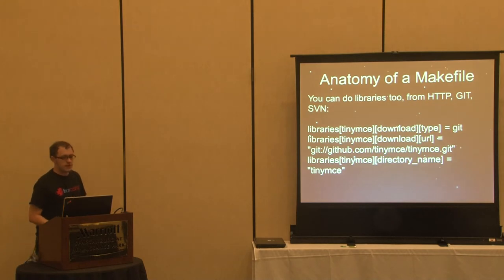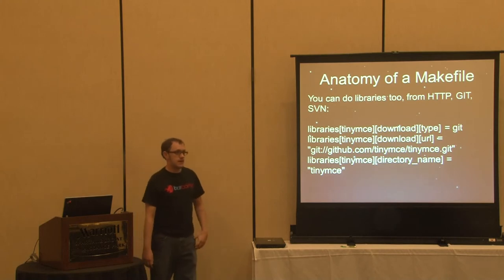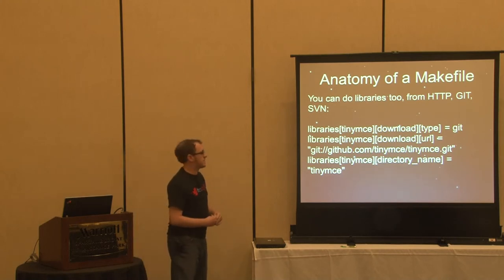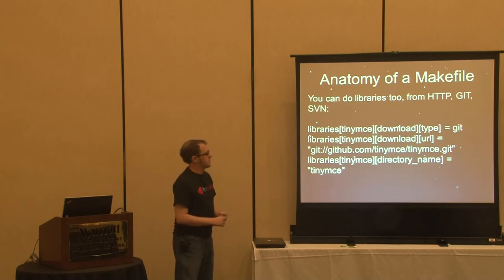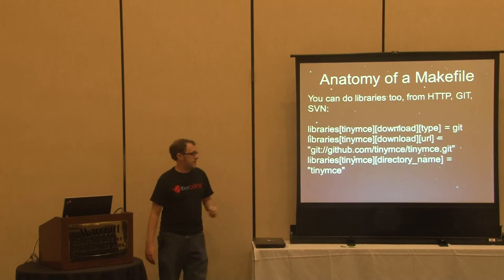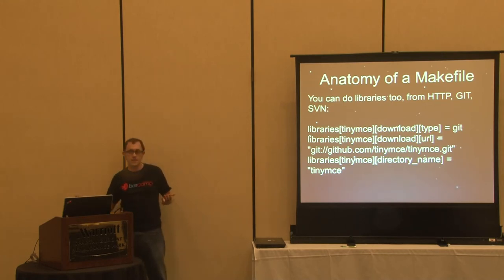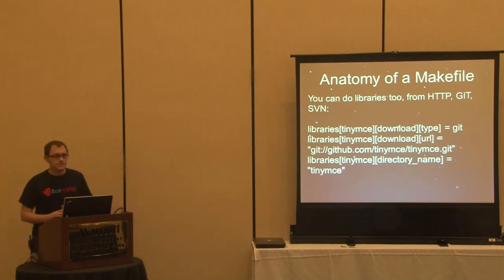And as I mentioned, you can do libraries. You can do regular web downloads. You can do Git. You can do SVN. They all have their own little syntax that's in the documentation for it. But here's an example of going to Git to grab the latest TinyMCE. So we say our type will either be HTTP, Git, or SVN, where we're getting it from, and then what the directory name is. Well, for Git it's the directory name; for HTTP, obviously, you're just going straight to the file. If you need to, for some reason, grab a branch or trunk, I believe there's also a tag thing we can give in here.